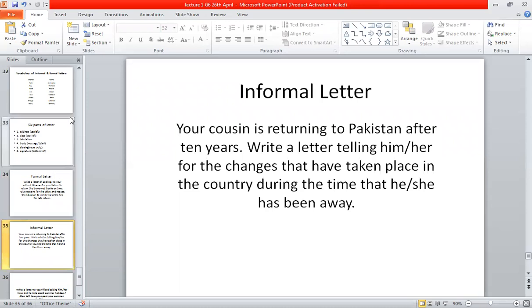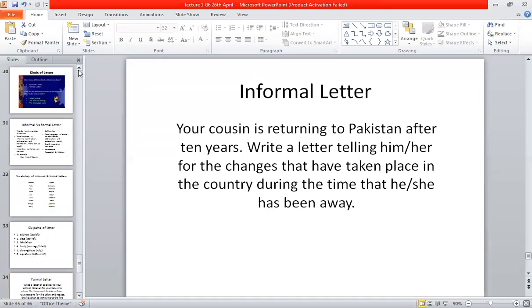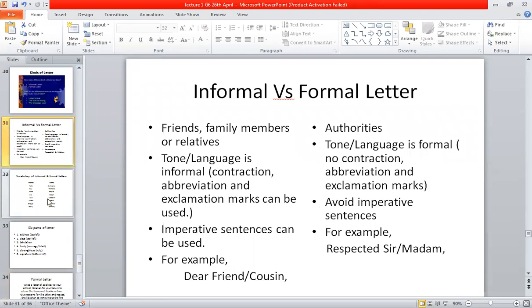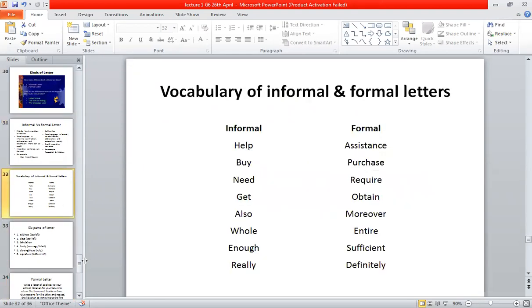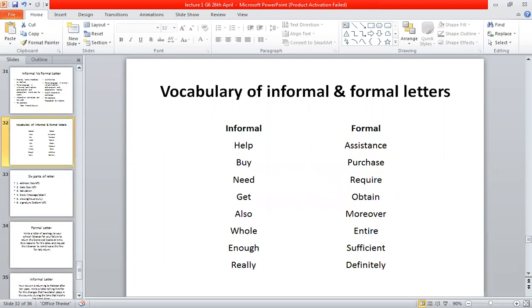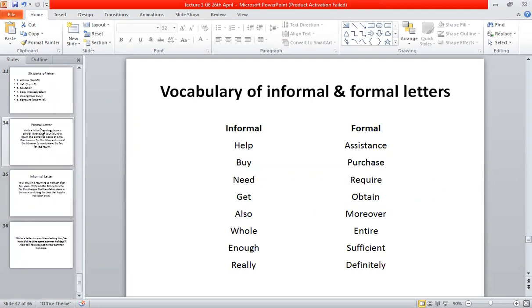Okay, firstly, I explained letter writing and I told about kinds of letters, formal and informal. And then I told about parts of letters. And now I have given these two topics. One is for formal letter and second is for informal letter. We have discussed a few points of formal letter. Now we are discussing points of informal letter.